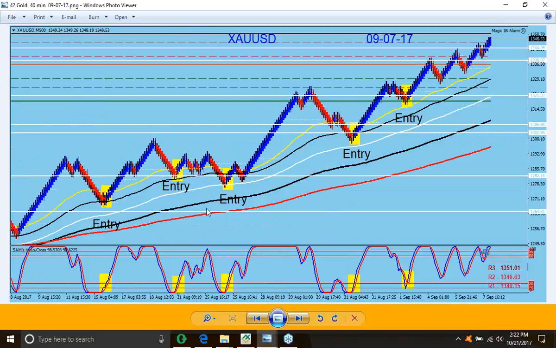So this system has no wicks and no chaotic moves. It doesn't show you anything. It keeps you calm and quiet, and you can trade very precisely because the candles are precise.